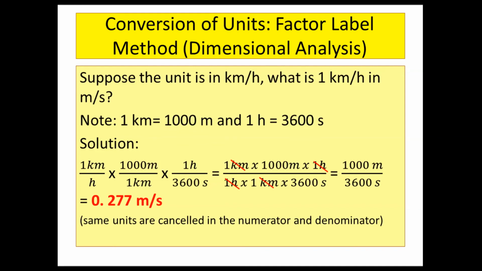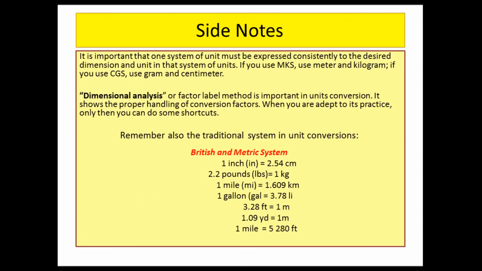The conversion factors are 1,000 meters over kilometer and 1 hour over 3,600 seconds. So we multiply it to 1 kilometer per hour in our solution, and we cancel some units. We obtain 0.277 meter per second. It is important that the factor label method is used in units conversion.